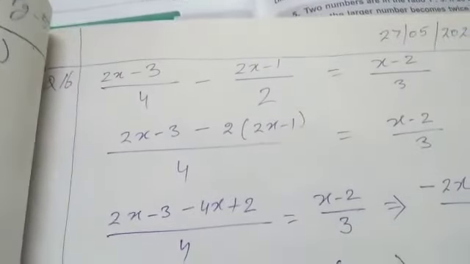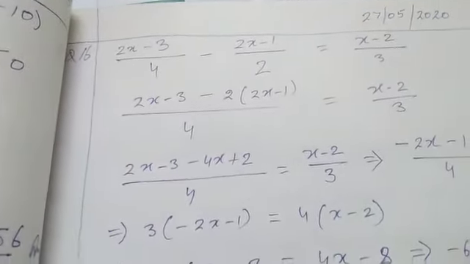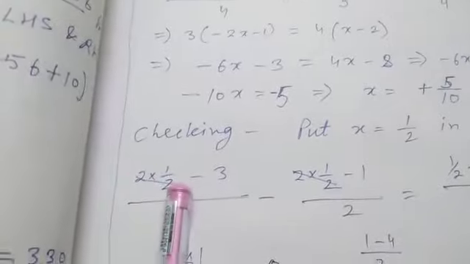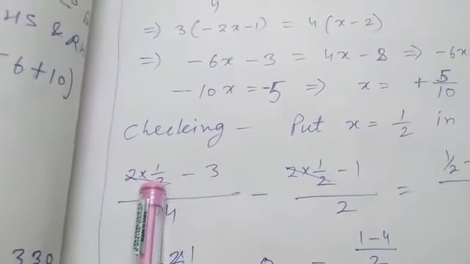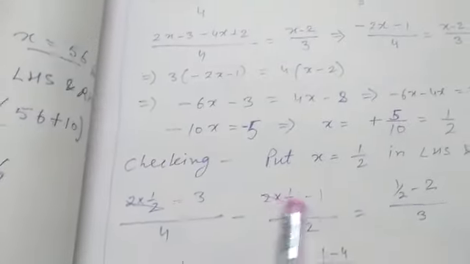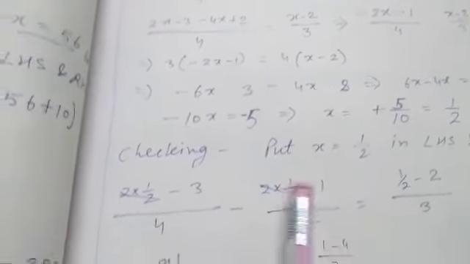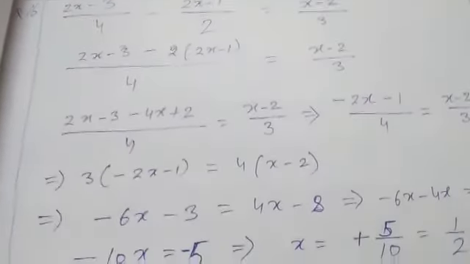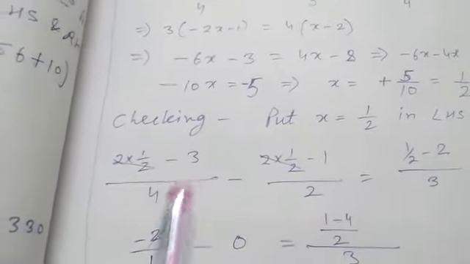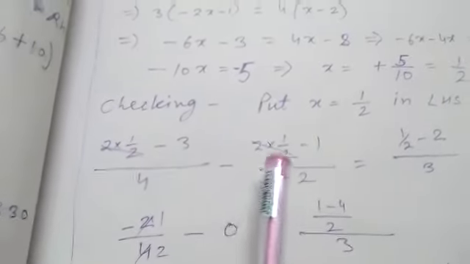Now checking. Put x is equal to 1 by 2 in the left hand side and right hand side of the given equation. In this, 2x minus 3, 2x minus 1, this one. So put here x is 1 by 2. Replace x by 1 by 2. It was 2x, now it will be 2 into 1 by 2 minus 3 by 4 as it is, and 2 into 1 by 2 minus 1 by 2, and this is x minus 2 by 3. So replace x by 1 by 2, 1 by 2 minus 2 by 3. 2 to 2 cancel, it will be 1 minus 3 over 4. And 1 by 2 minus 2 by 3, this 2 to 2 cancel.